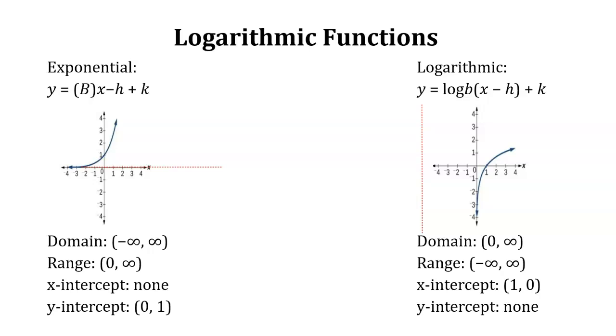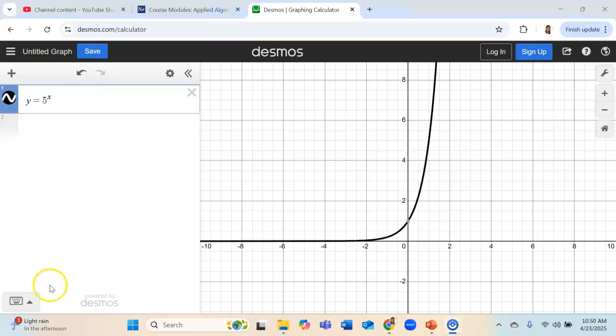And then our range, how far down? Well, it never ends going down, so that's going to be negative infinity. And how far up? Well, our graph never ends upwards, so that will be positive infinity. So let's look at it and compare it and add some h's and k's. Okay, so let's look at some exponential equations.